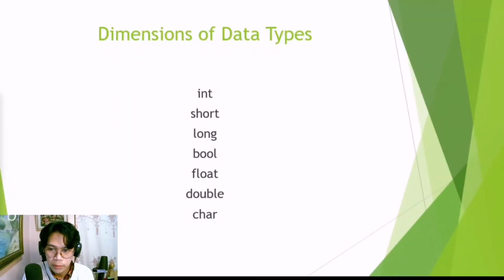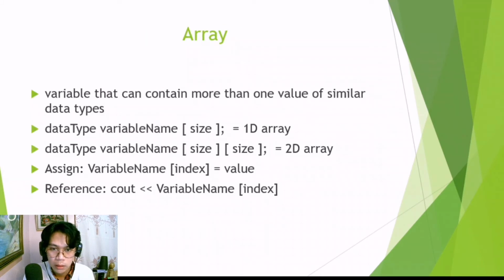Alright, now we move on to dimensions of data types. Now from the previous modules, we've learned about the primitive data types: int, short, long, bool, float, double, and character data types. But for this one, we'll be focusing on arrays. So an array is a variable that can contain more than one value of similar data types. So note that it can only store values of similar data types.